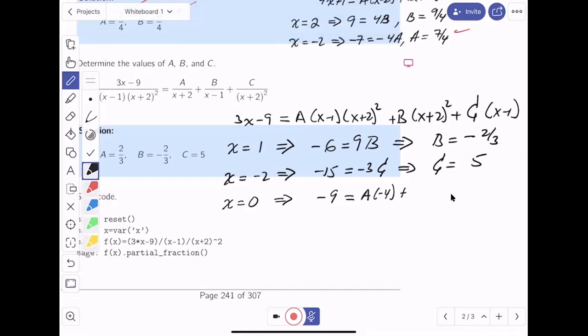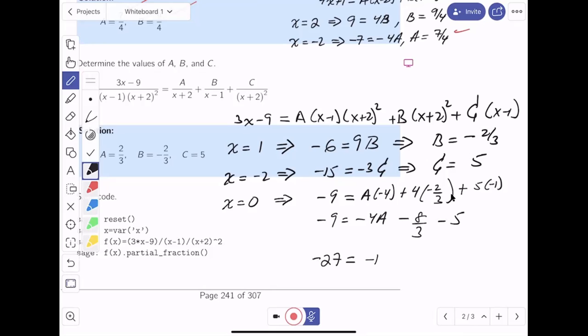Plus, well, let's see. If x is 0, that'd be 2 squared, which is 4, times b. And b is, I believe, minus 2/3. When I say I believe, by the way, I want to make sure I'm checking with the key when I get to the end. And c is 5. And 0 minus 1 is minus 1. Well, more work, isn't it? Minus 9, minus 4a, minus 8/3, minus 5. I'm going to multiply both sides by 3, minus 27.